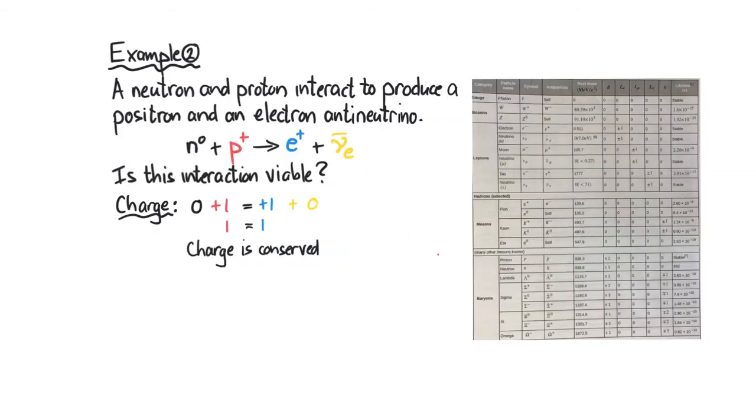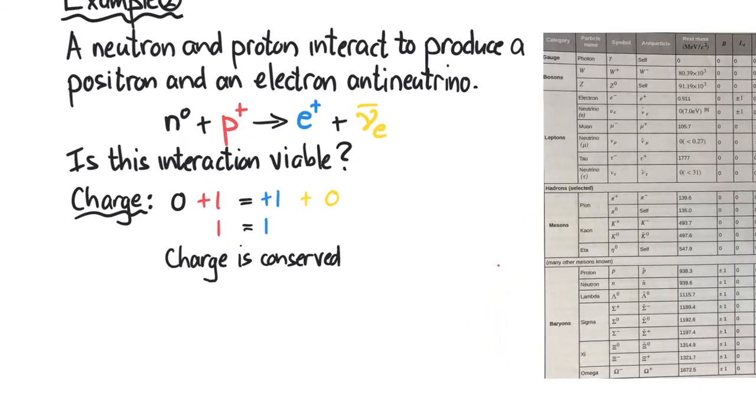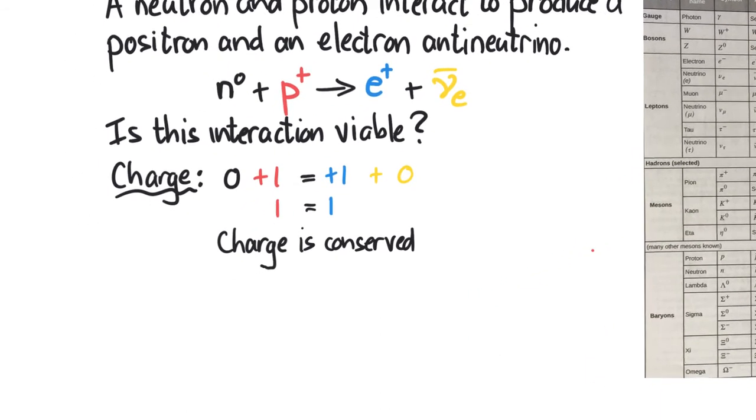So looking at whether the charge is conserved, we see that the neutron has a 0 charge, the proton a +1, the positron a +1, and we know that neutrinos and antineutrinos have a 0 charge. So the total charge is 1 on either side, so charge is conserved.